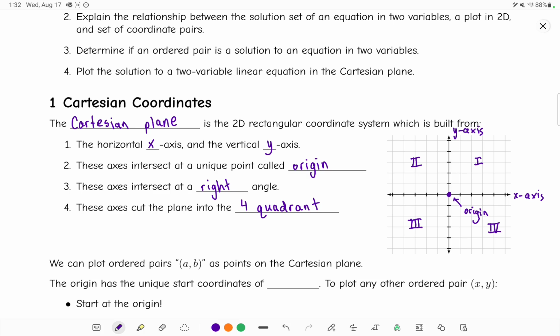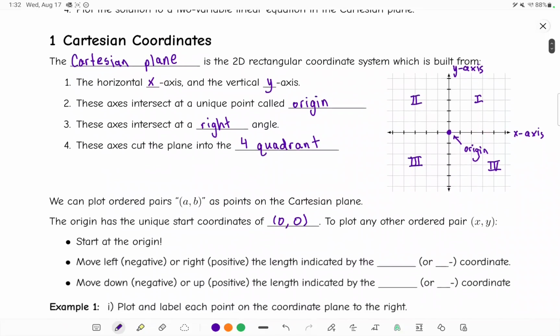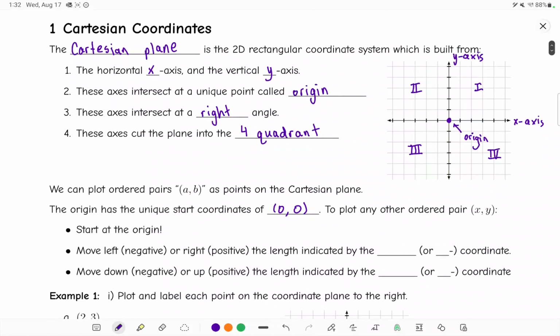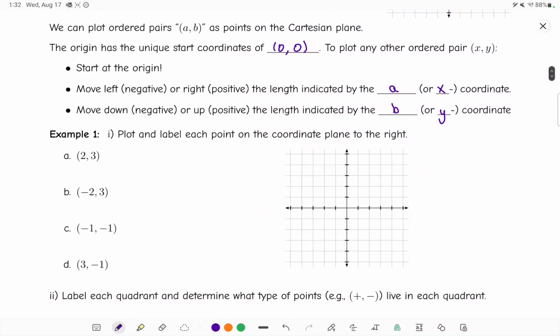We can plot ordered pairs (a, b) as points on the Cartesian plane. The origin has the unique coordinates of (0, 0). To plot any other pair (x, y), start at the origin. Move left or right the length indicated by the a or x coordinate. Move down or up the length indicated by the b or y coordinate. Plot and label each point on the coordinate plane to the right.